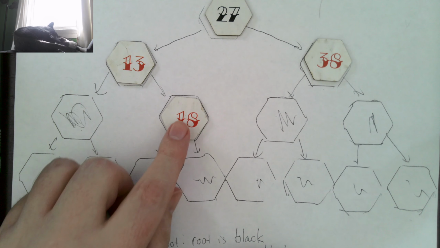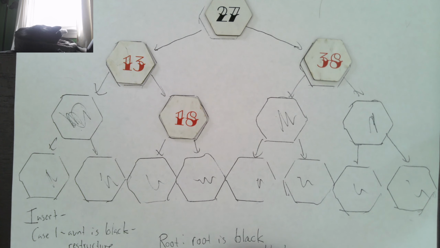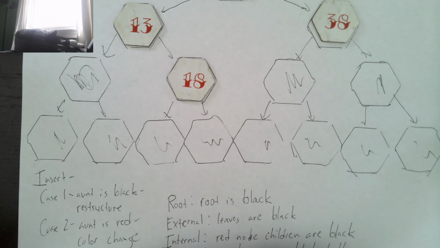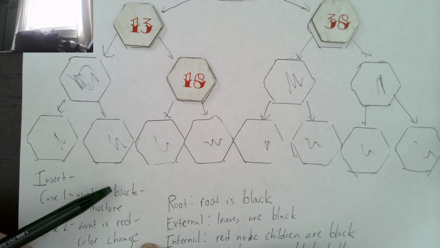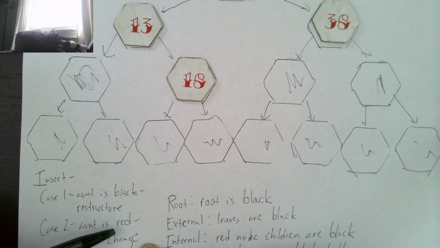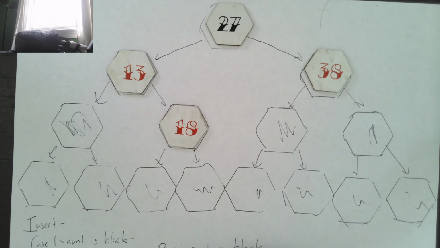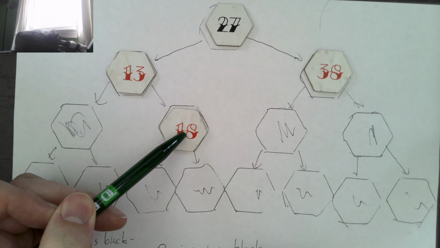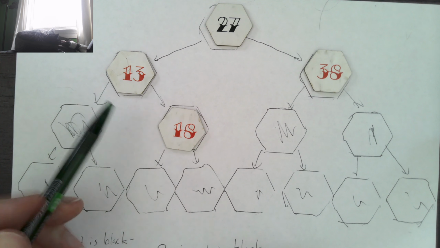All right, so 18 goes there by our normal binary search tree insert. So now we have a double red. So what do we do? We look at the aunt and we say, is the aunt black or is she red, right? So this is a tree of aunts, I suppose. So the aunt of 18 is 38.